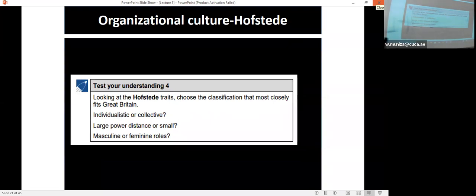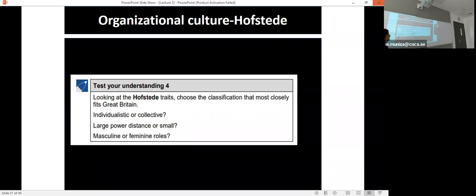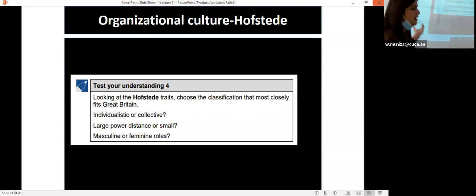Understanding number four, students. This is as per your own judgment and this is basically a research one. So let's do it slightly. Anyhow, every one of you can have different themes. Looking at host state traits, choose the classification that most closely fits Great Britain. Because you have not researched Great Britain, you are not able to classify which of the traits will be present in Great Britain. So as for me, I think that in Great Britain, instead of a collective one, there is an individualist approach.